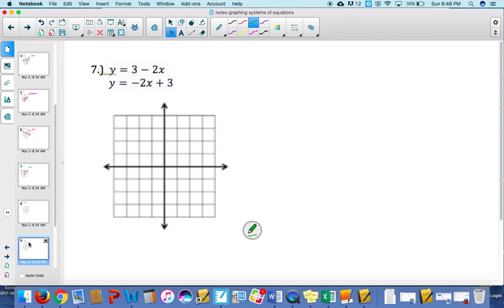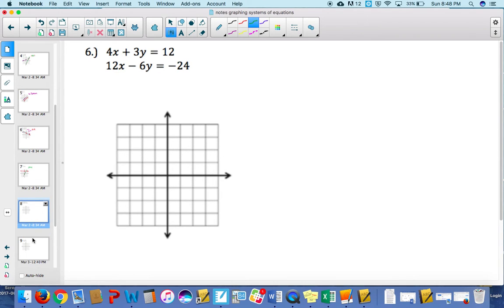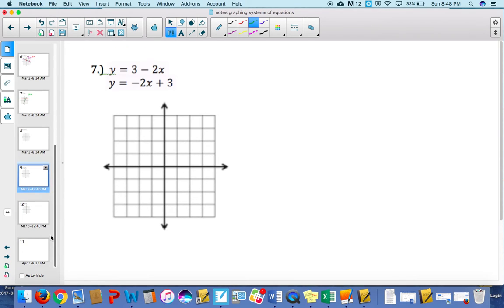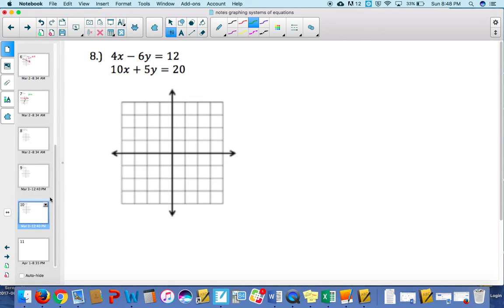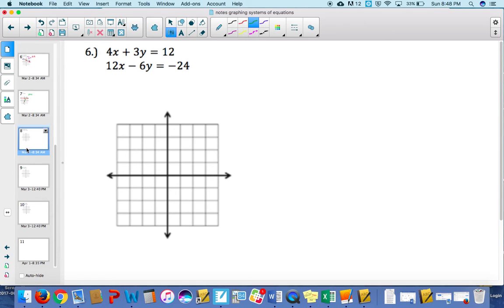Alright, so we have more examples here for you to try: example number 6 and 7. Oh, we have 3 examples, and number 8. We'll go ahead and do number 6 together, and then I'll have you try the last 2.